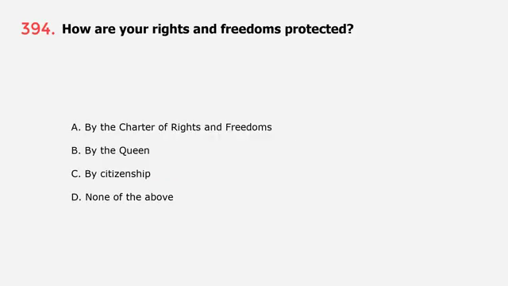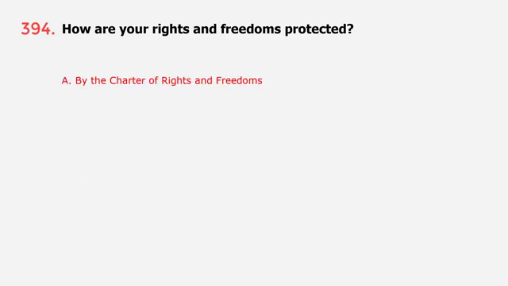Question 394. How are your rights and freedoms protected? A. By the Charter of Rights and Freedoms. B. By the Queen. C. By citizenship. D. None of the above. The answer is A. By the Charter of Rights and Freedoms.